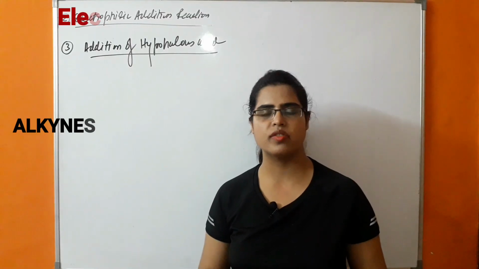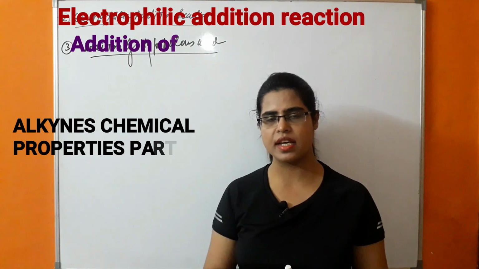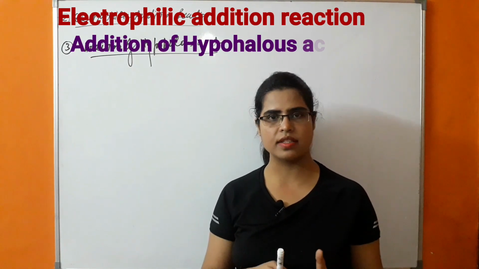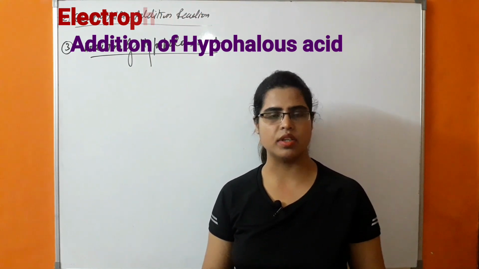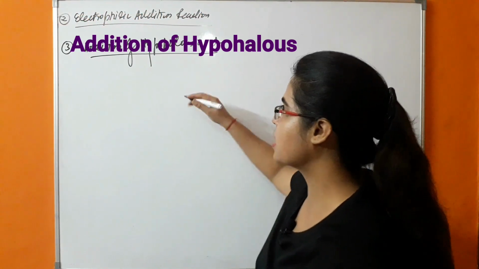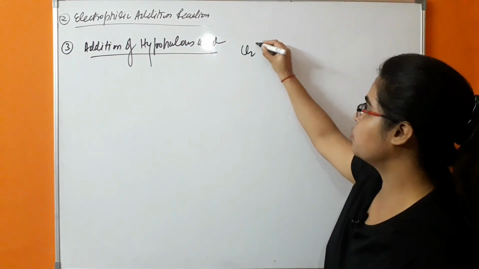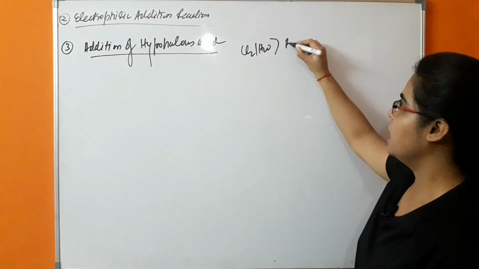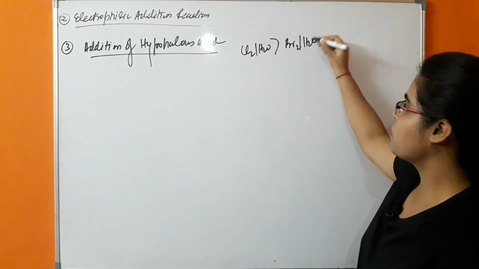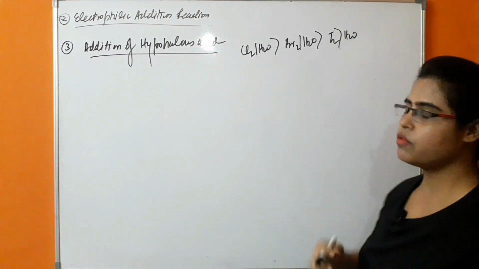Next electrophilic addition reaction of alkynes is shown by addition of hypohalous acid. We know that the hypohalous acids are obtained when halogen molecules react with water. So what is happening in this case? The order of reactivity is Cl2 in the presence of water is more reactive than Br2 in the presence of water, and least reactive is iodine in the presence of water.